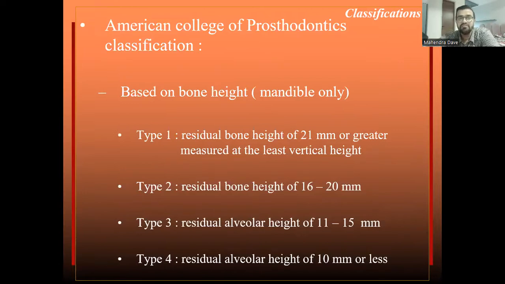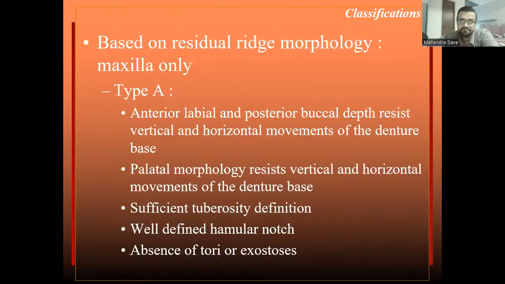Another classification is given by the American College of Prosthodontists, based on the bone height, that is restricted to the mandible only. It gives 4 types. Type 1 is a residual bone height of 21 mm or greater, measured at the least vertical height. Type 2, residual bone height of 16 to 20 mm. Type 3 is residual alveolar height of 11 to 15 mm, and type 4 is residual alveolar height of 10 mm or less. So this is only with regards to the mandible.